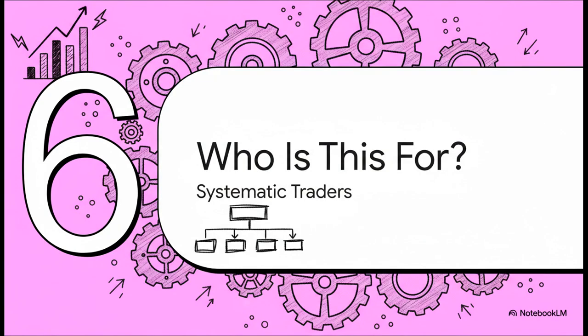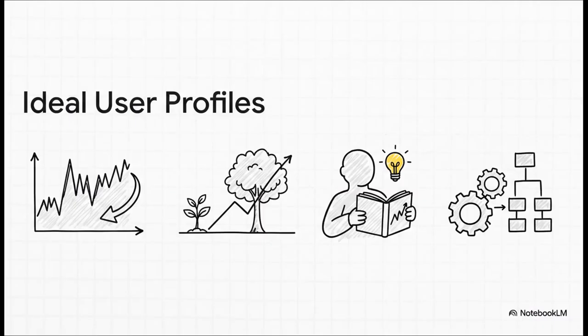So who is this actually for? Well, while anyone can use it, it's really built for a specific type of systematic trader who really values process and consistency. If you're a swing trader, the Stage 2 plus near high tab is going to be your primary hunting ground. For positional investors, the broader Stage 2 list is perfect for building a long-term watch list. And if you're still learning momentum principles, this tool serves up a daily list of A-plus setups to study and learn from. Ultimately, it's for any trader who values a systematic, time-saving process.